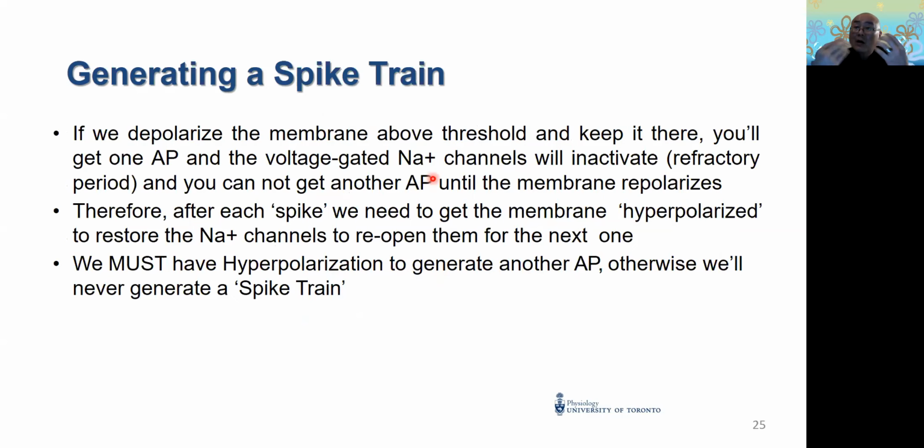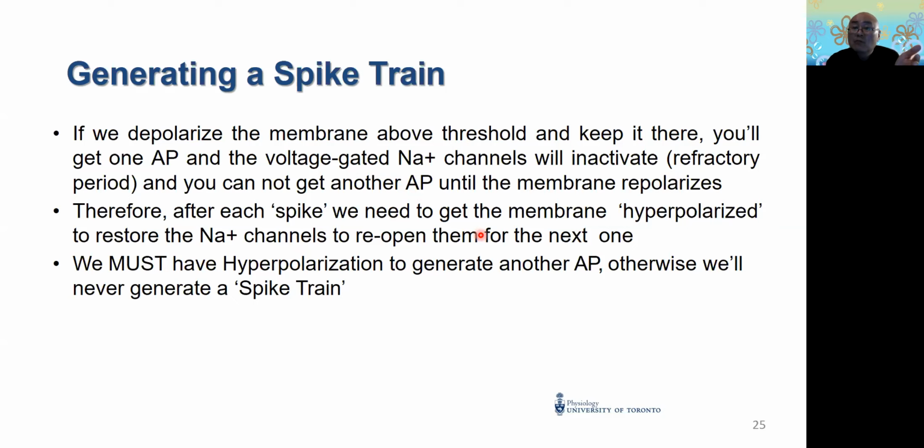So if we keep it above threshold and we keep it depolarized, what would normally be expected to happen is that you would get one action potential, and then the voltage-gated sodium channels in that trigger zone area would be inactivated. And that's no good, because the absolute refractory period kicks in, and then the relative refractory period where some of them start switching back, and you won't be able to get another action potential until the membrane repolarizes. So after each action potential, which we call a spike, we would have one spike, then nothing else.